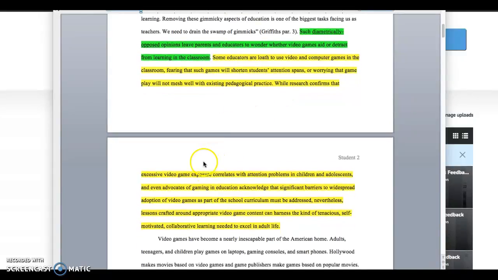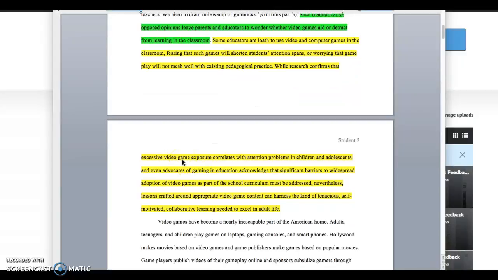"While research confirms that excessive video game exposure correlates with attention problems in children and adolescents, and even advocates of gaming and education acknowledge that significant barriers to widespread adoption of video games as a part of the school curriculum must be addressed. Nevertheless, lessons crafted around appropriate video game content can harness the kind of tenacious, self-motivated, collaborative learning that is needed to excel in adult life."